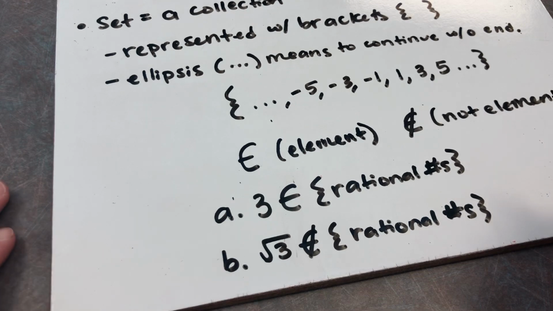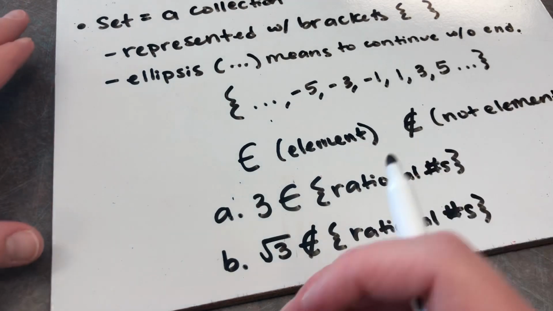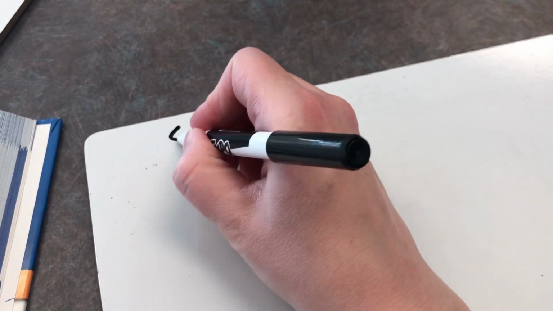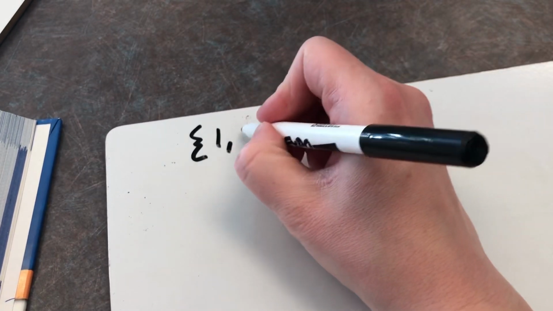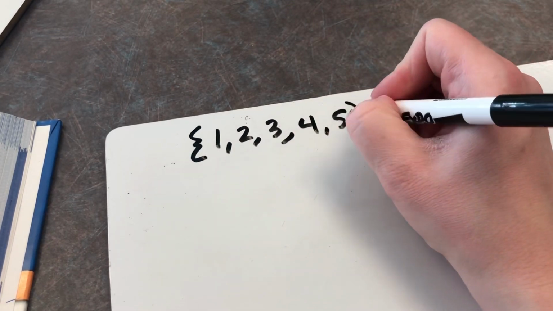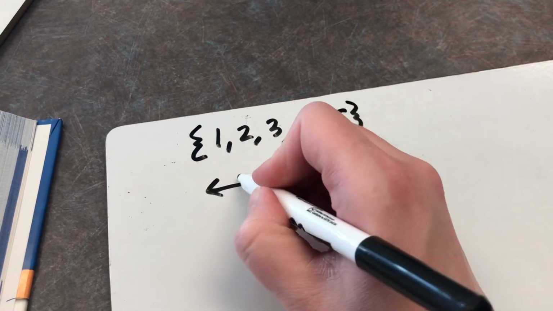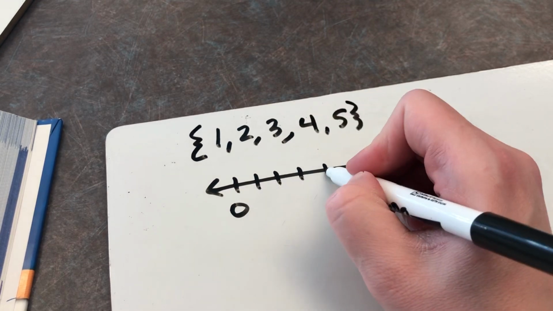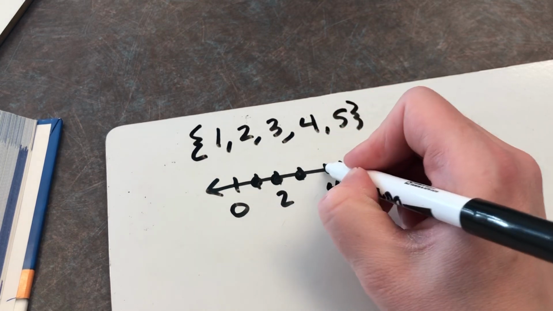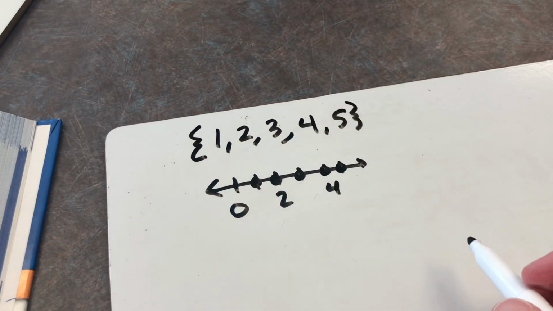You could also graph all of these on a number line, just like normal. So if it asked you to graph a set, and it listed like 1, 2, 3, 4, 5, right? You could draw a number line and label it 2, 4, and then you would just put a dot on each point of your set.